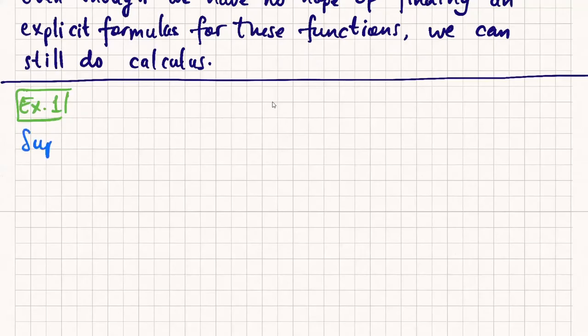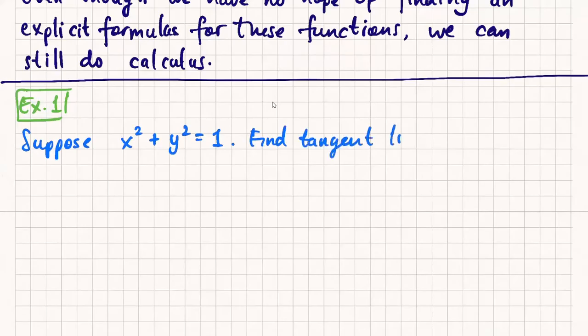Okay, so suppose x and y are related by, let's stick with the circle. Suppose x squared plus y squared equals 1. Find the tangent line to the point 1/2, root 3 over 2. Notice that I've actually given you both the x and y coordinate.